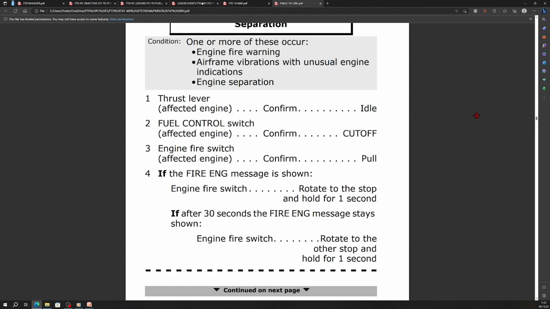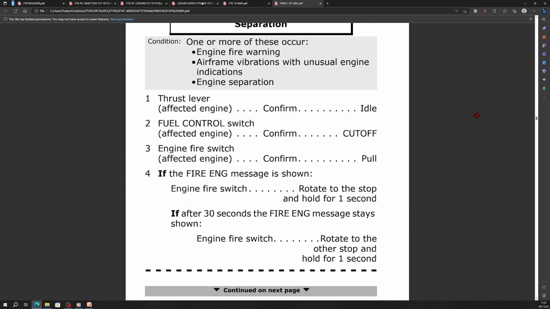The memory items we know are thrust lever to confirm to idle, fuel control switch to confirm to cutoff, and engine fire switch to confirm pull. Then if the engine fire message is still shown, rotate to the stop and hold for 1 second, and then time for 30 seconds. After 30 seconds, if the light's still illuminated, we're going to rotate to the other stop and hold for 1 second. That'll complete the memory items.